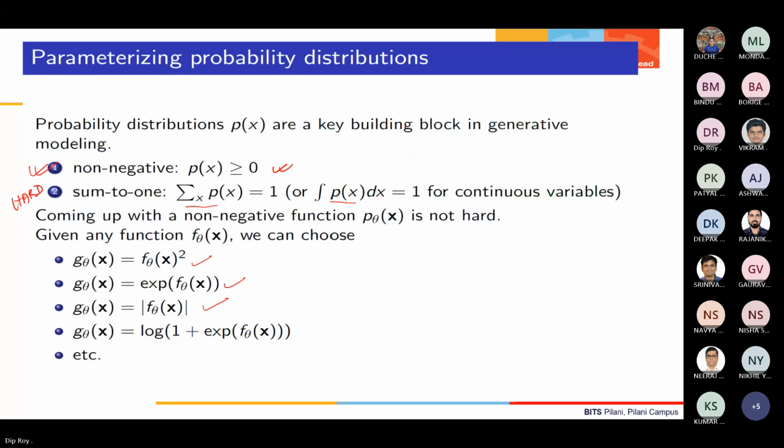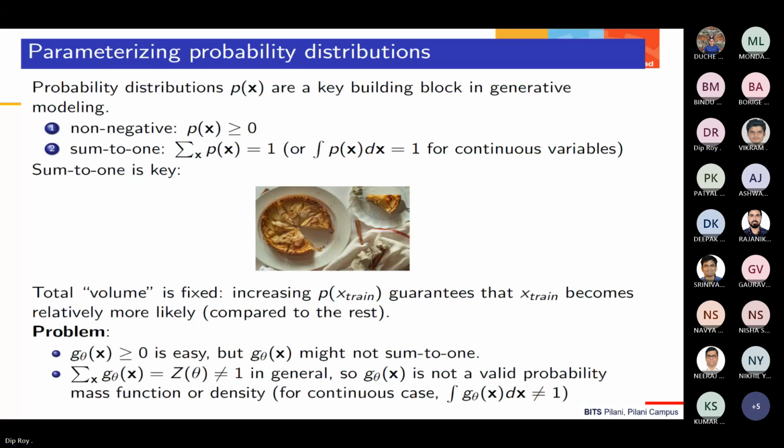Now, we have talked about these 3 points. Now, remember one thing: whenever we are talking about probability, the entire volume has to remain the same. So it means that your total volume is fixed. Now, if we increase the probability of a point, it means that the probability of another point or some other points will have to go down.